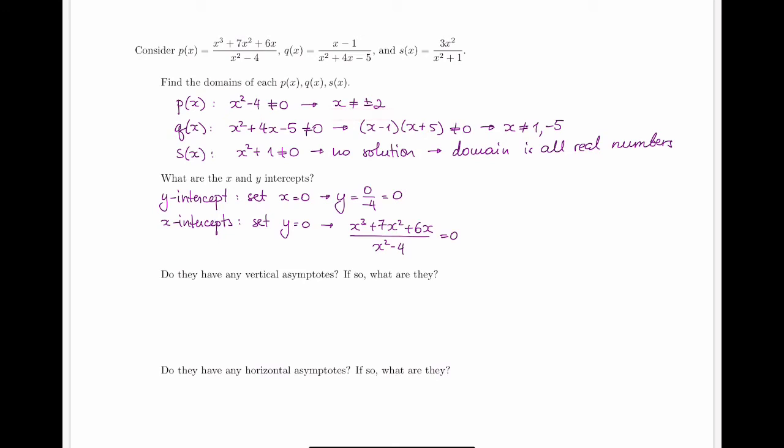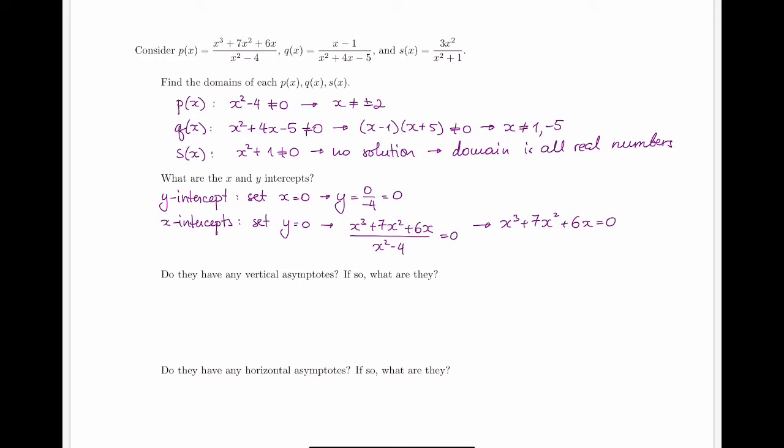from the consideration. You can also think about the fact that a fraction will ever be 0 only if its top is 0, right? I'm not allowed to divide by 0, and the only other way to get 0 as the outcome is if the top is 0, which means that I have to have x cubed plus 7x squared plus 6x be equal to 0. And now I'm going to try to factor this thing.